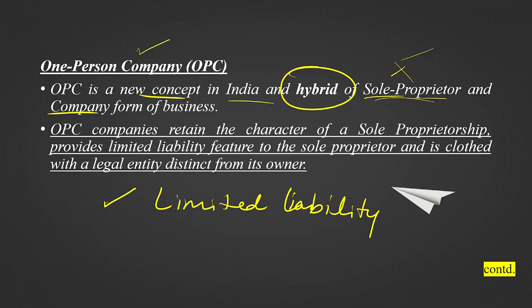A one-person company will retain the character of a sole proprietor. Why? Because there will be only one person. It is as good as a sole proprietor, but it gives you the advantage of limited liability, as I told you, which is the main feature which will help the proprietor to expand business. He need not be worried about his personal assets being attached, and it will give him the status of a legal entity. In a legal entity, we know very well the company is different from the owner.